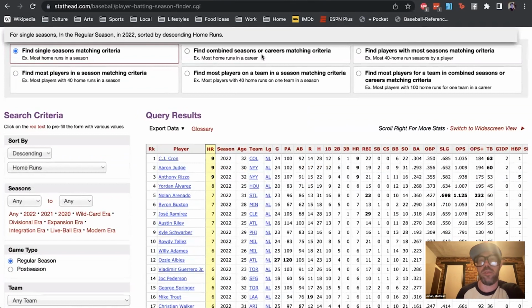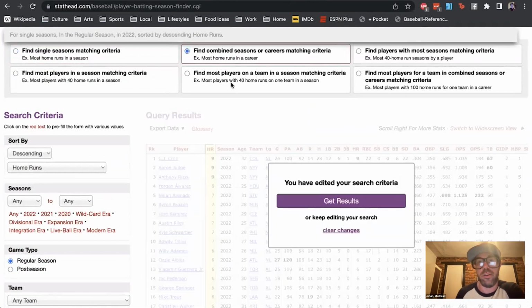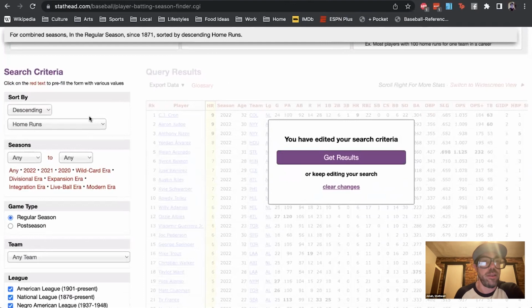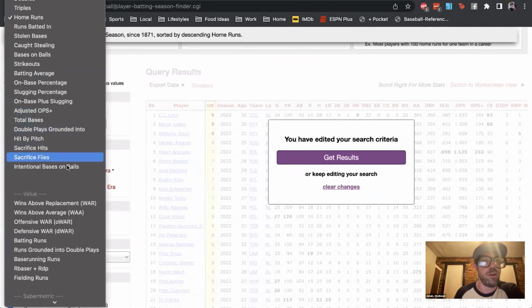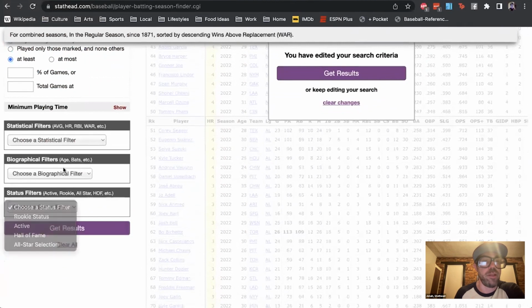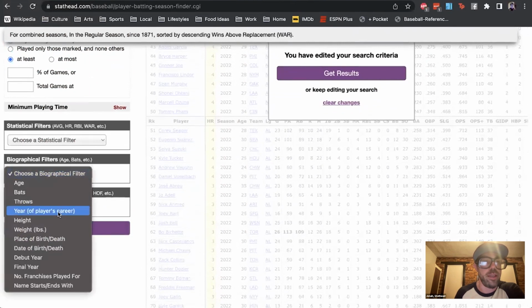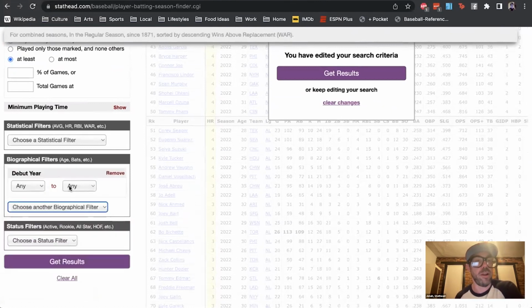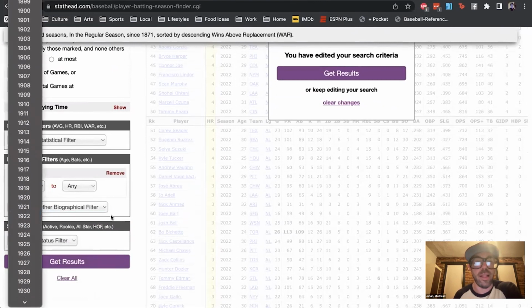And I'm going to do this search, combine seasons or careers, matching criteria. And then you're going to sort by WAR. And then what I'm going to do is take a little look around here in the biographical filter, because there's this option, debut year.